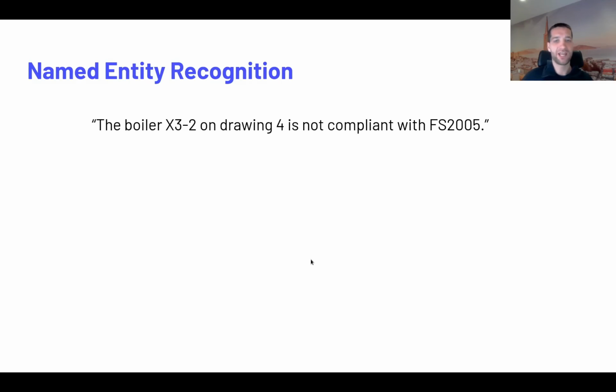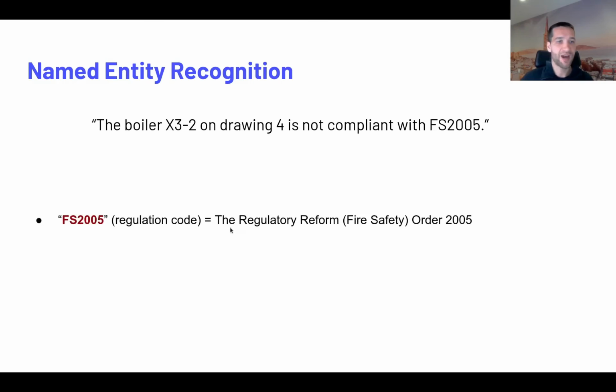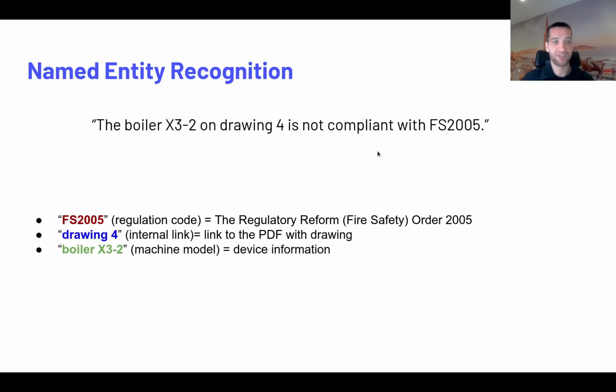So say we are an engineering company employee and we need to process hundreds of comments like this to our company designs daily. A named entity recognition system would find that an FS2005 is a regulation code, the drawing 4 is actually a link to a PDF with that drawing, and the boiler X3-5 is a machine model, and it can link us to all of the information about this machine. Knowing those entities in this text can connect us with the whole web of information in the whole organization.